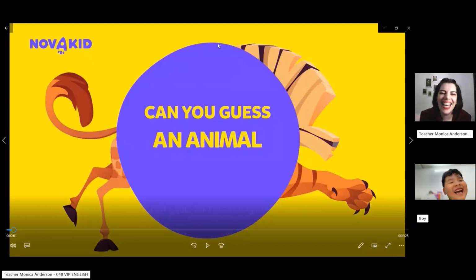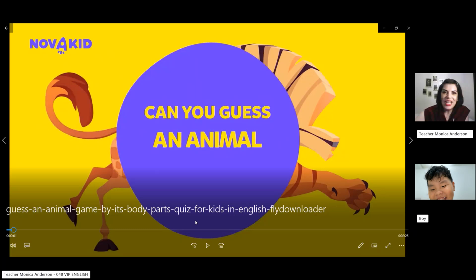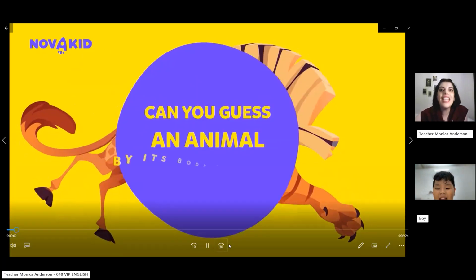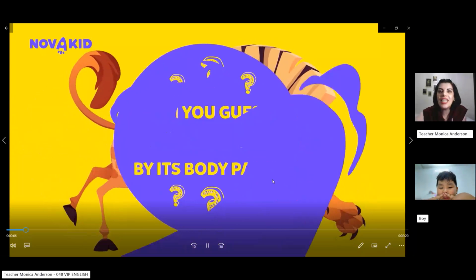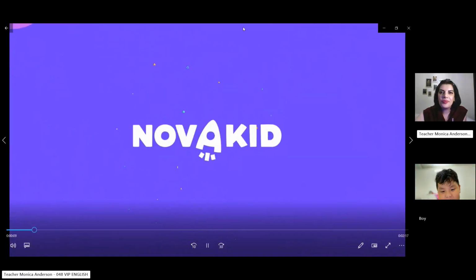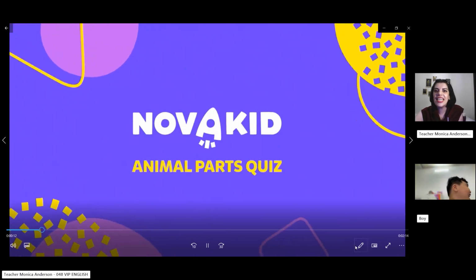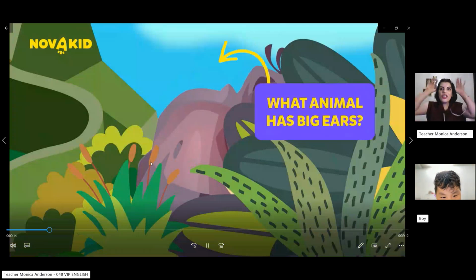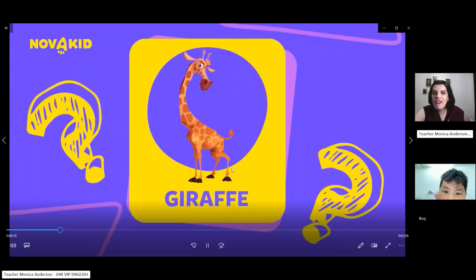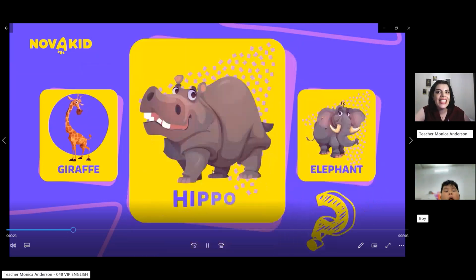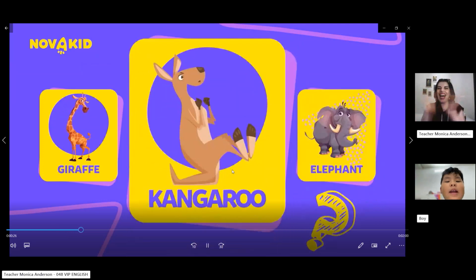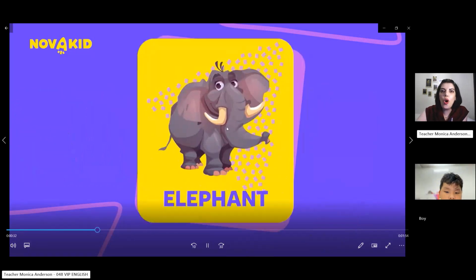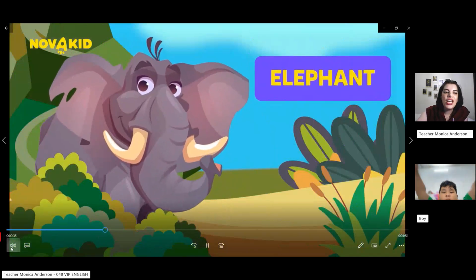Look at me. Oh, let's see. Can you guess an animal by its body parts? Look, look. What is this? What animal has this? Big ears. Is it a giraffe? Is it an elephant? Or maybe a hippo? What about a kangaroo? Elephant. Choose your answer. It's an elephant. Yes, well done.